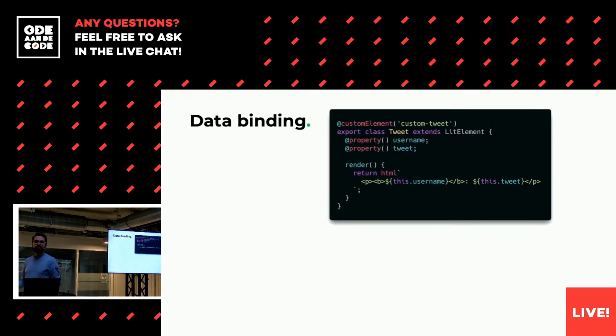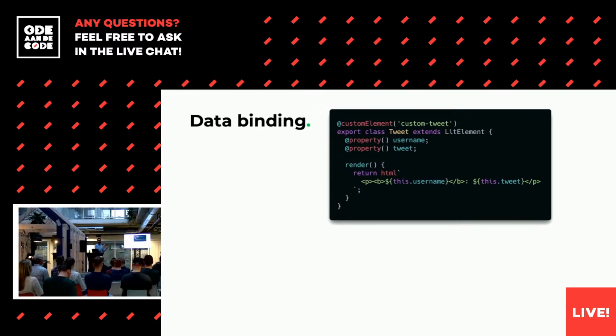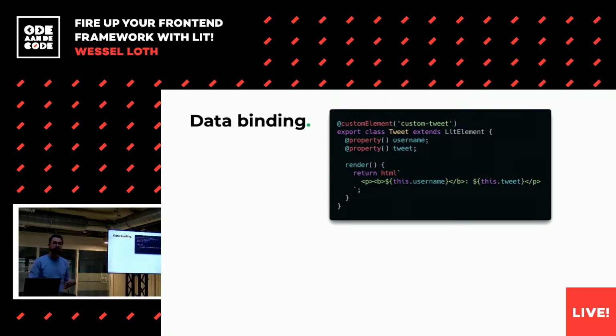So let's talk data binding, because of course front-end applications need to pass data from one component to another one. And that's where those property decorators from Lit come into play. So here I have a very basic component. It's a custom tweet. You can provide a username and some sort of tweet message to this component, and it will render a paragraph of text using this data.